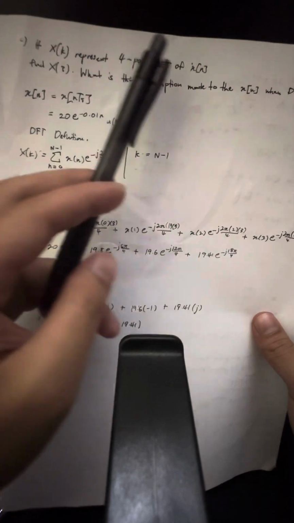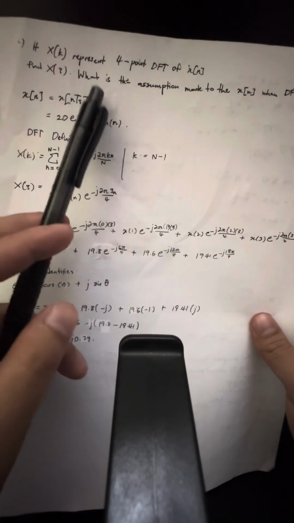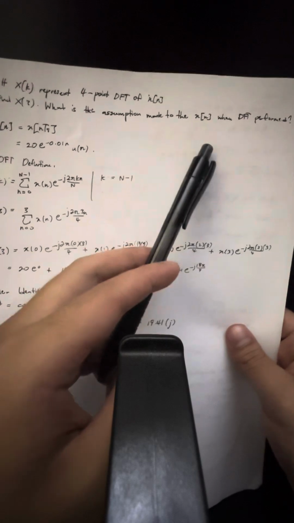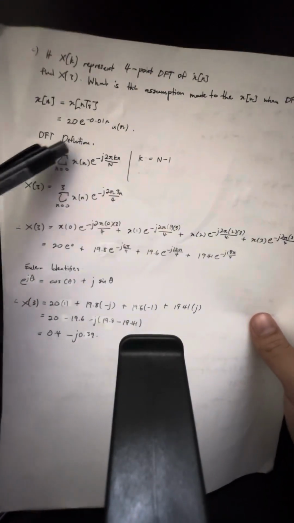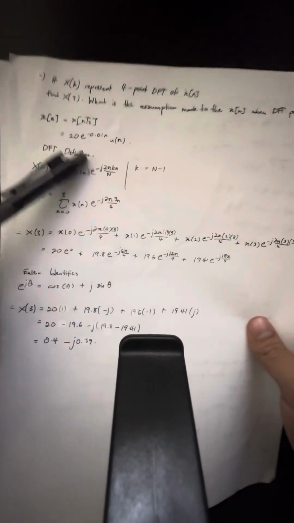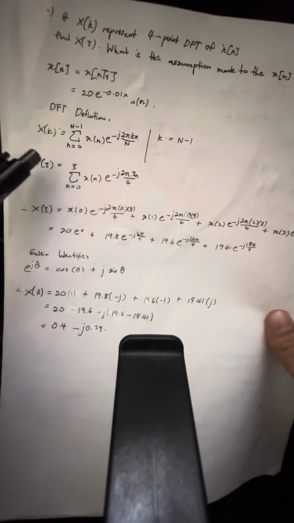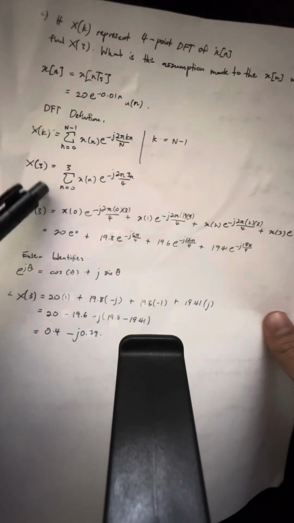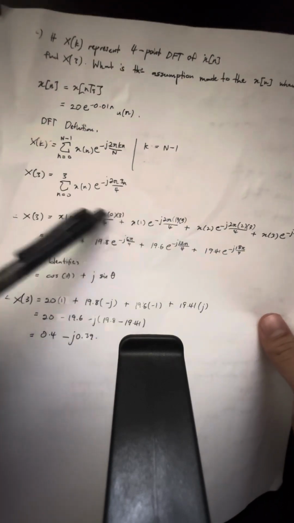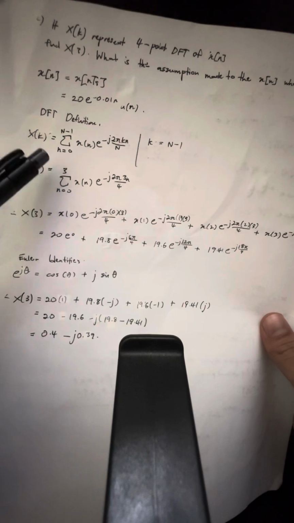Okay, so the next one is question part C of question 1. The question is, if X of k represents the 4-point DFT of x of n, find X of 3, and say what is the assumption made to x of n when the DFT is performed. So first of all, we need to do the DFT, so we need the sample signal, which is the one that I already got from question 1a, and then by using the DFT definition of X of k, we get this equation for X of k.